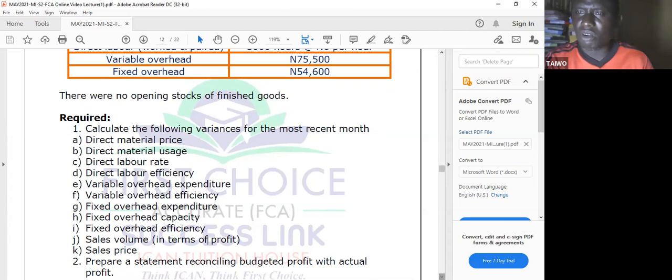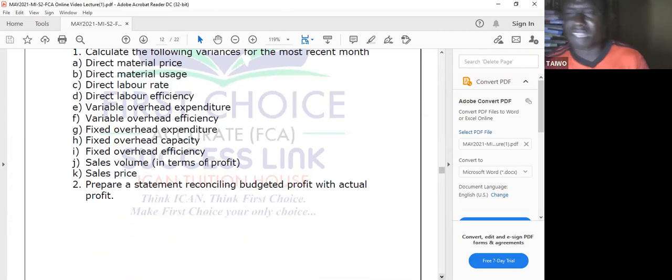You can see all those variances we talked about the last time were what they asked us to compute. And they now said you should prepare a statement reconciling the projected profit and actual profit. So let us quickly look at this using the formula before we go on to something else.